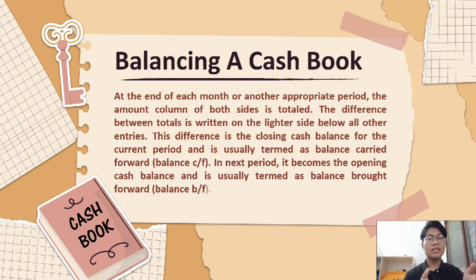How to balance a cash book? To balance it at the end of each month or another appropriate period, the amount column of both sides is totaled. The difference between totals is written on the lighter side below all other entries. This difference is the closing cash balance for the current period, and it is usually termed as balance carried forward or balance C/F. In the next period, it becomes the opening cash balance and is usually termed as the balance brought forward or balance B/F.